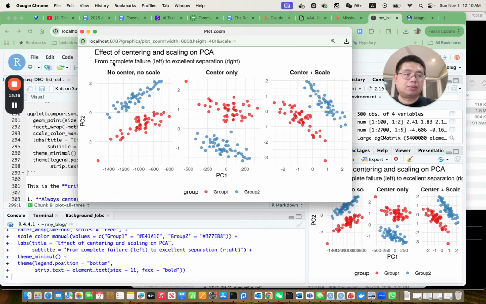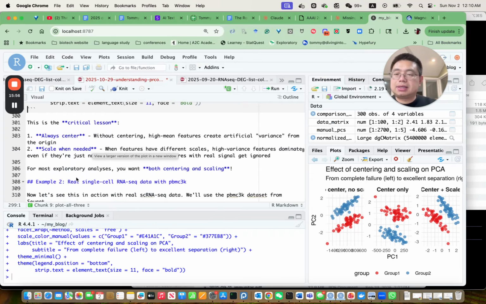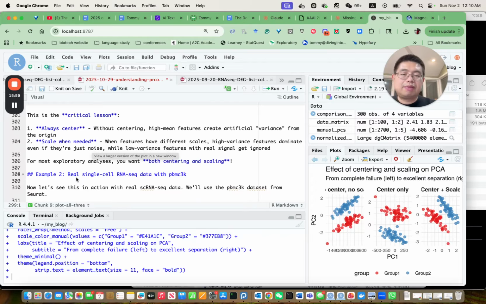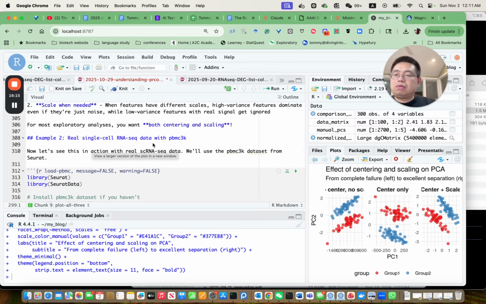I think we could simulate a better example to show, maybe, that those two groups are totally mingled with each other, and only when you do center and scale can you separate them really well. So this is the lesson here. Always center. Without centering, high mean features create artificial variance from the origin. And scale when needed. When features have different scales, high variance features will dominate even if they are just noise. For most exploratory analysis, you want both centering and scaling almost all the time.